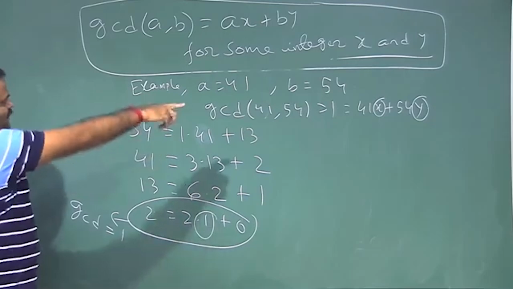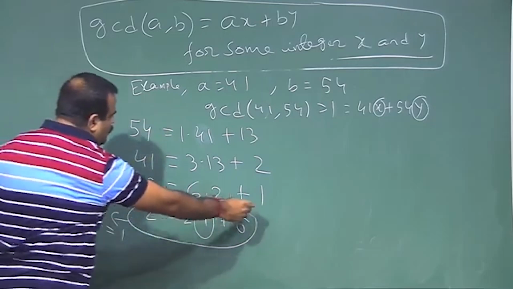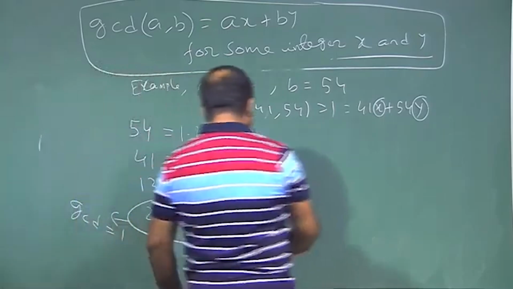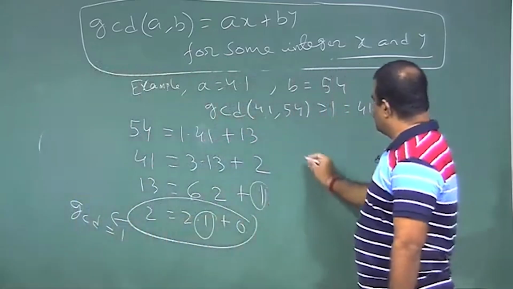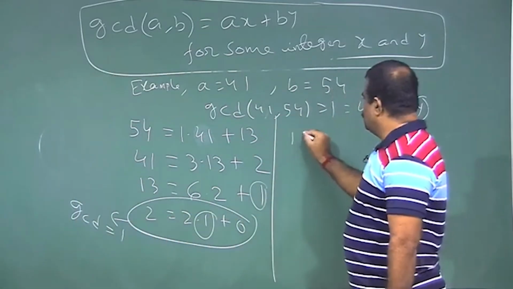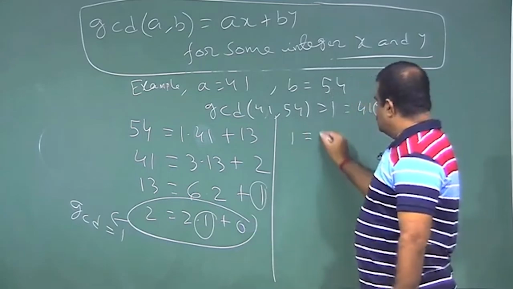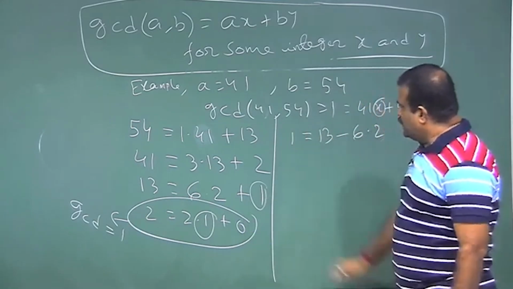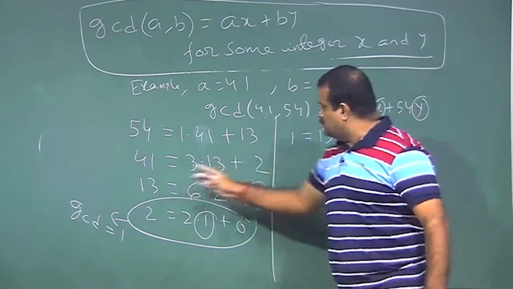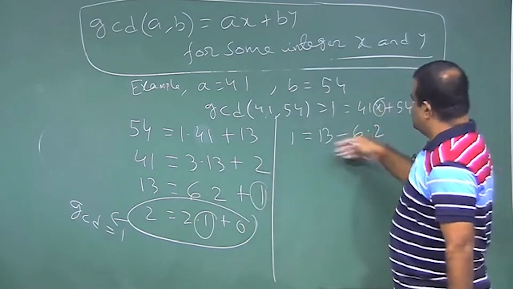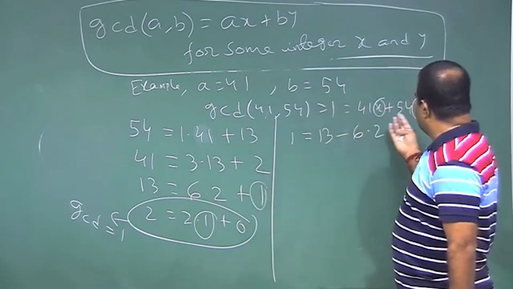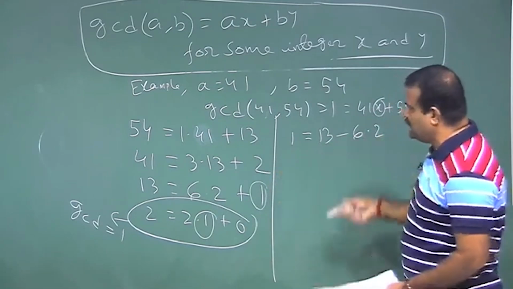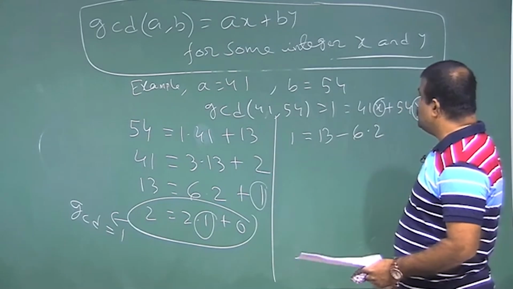Okay, now to find the x and y, we just ignore the last step, where we already got 1. So, we will just reverse this. How can we reverse this? From this equation we can write 1 is equal to 13 minus 6 into 2. Now, 2 is basically 41 minus 3 into 13. So, we will convert this side in terms of only 41 and 54, and the remaining are x or y. That we will try. That is basically the extended Euclidean algorithm.